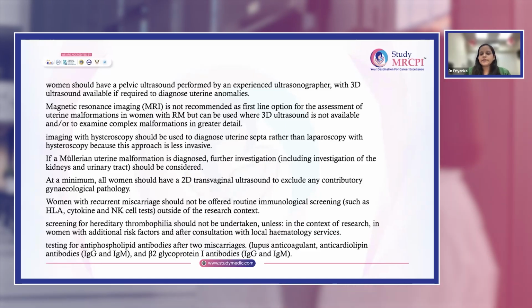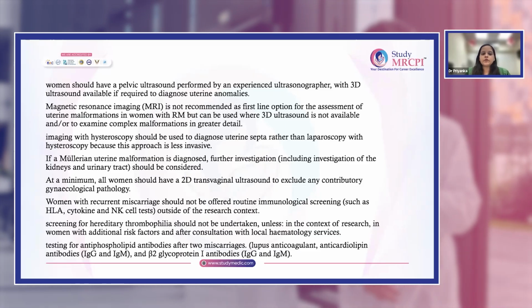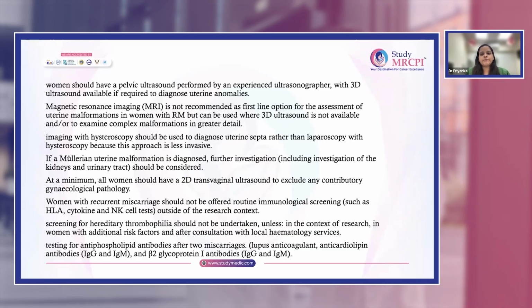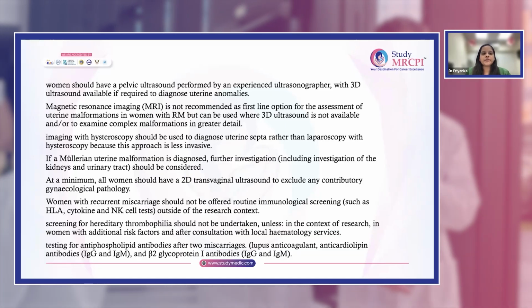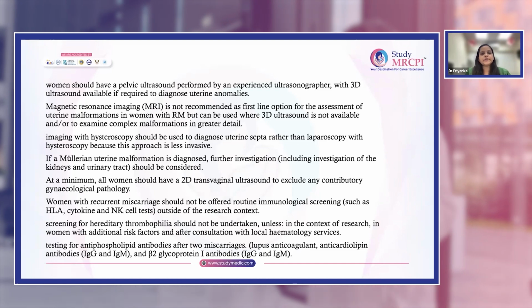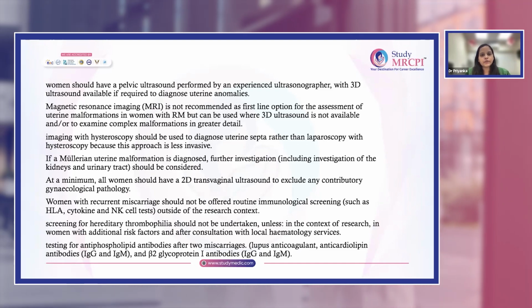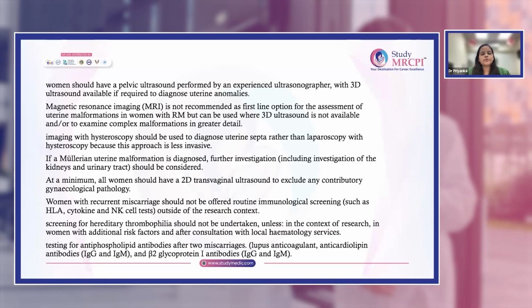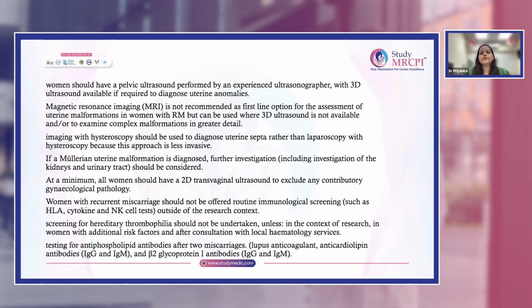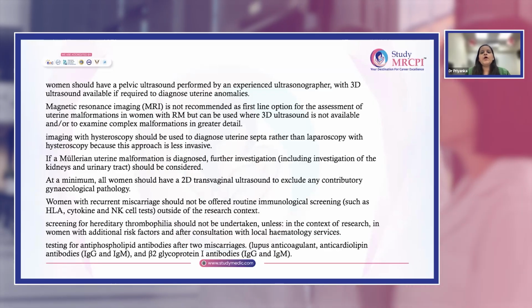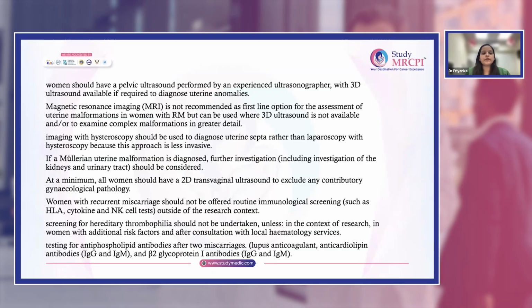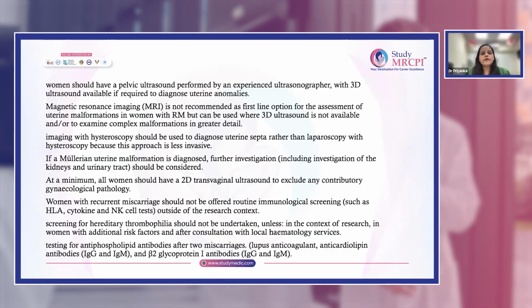So, basic 2D ultrasound is recommended as mandatory for all cases of recurrent miscarriage. 3D ultrasound, if the facility is available, the guideline says is preferred to rule out any uterine anomalies. Regarding MRI, it is not the first line option, but it can be considered where 3D ultrasound is not available, or if the ultrasound is showing some complex malformation. In that case, we can consider doing MRI.